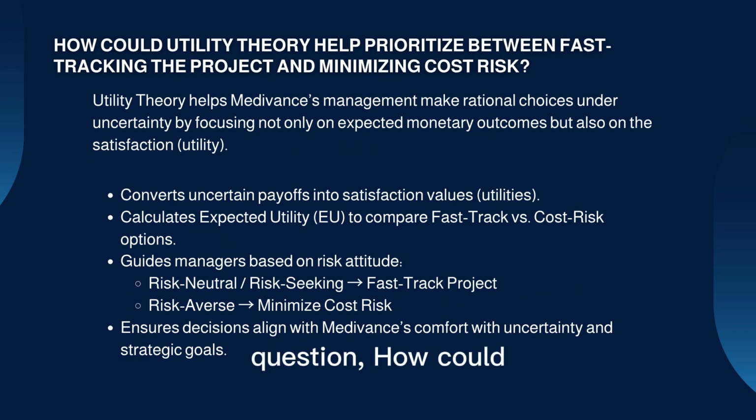To answer the question, how could utility theory help prioritize between fast-tracking the project and minimizing cost risk? Utility theory helps Medivance's managers choose between speeding up a project and cutting costs. Instead of just focusing on profits, they look at overall satisfaction. By weighing the expected utility of each option, they can pick what aligns with their risk tolerance and feels right for the company.